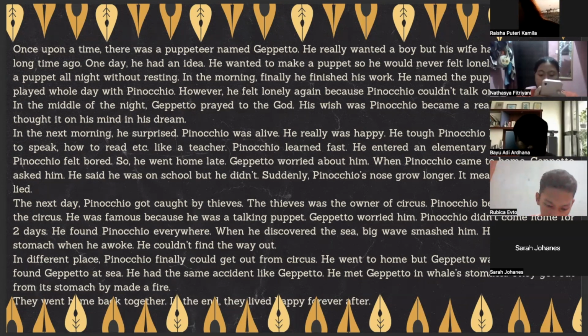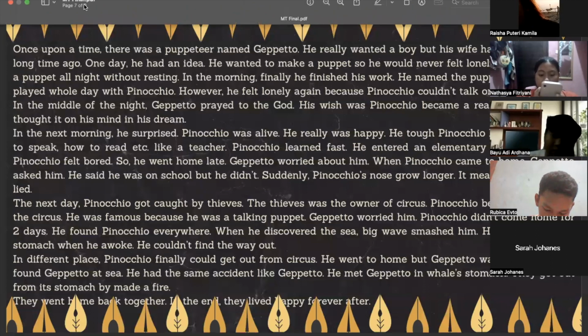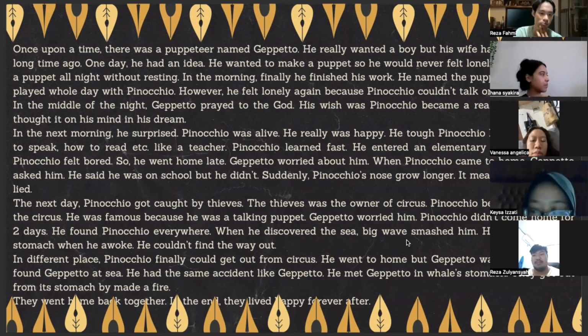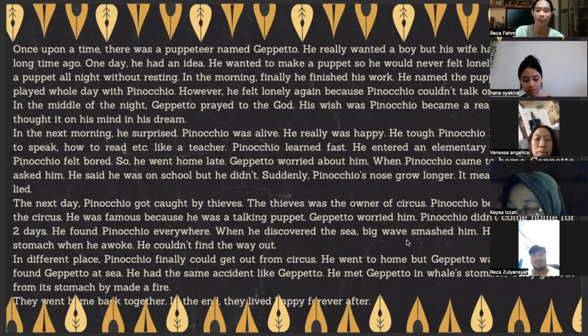The resolution of the story was Pinocchio finally could get out from the circus. He went home, but Geppetto wasn't there. He found Geppetto at the sea. He had the same accident as Geppetto. He met Geppetto in the whale's belly. They got out by making a fire. They went back home together. In the end, they lived happily ever after. And the conclusion or the message of the story is people will be rewarded for being brave, loyal, and honest. Okay, that's good.